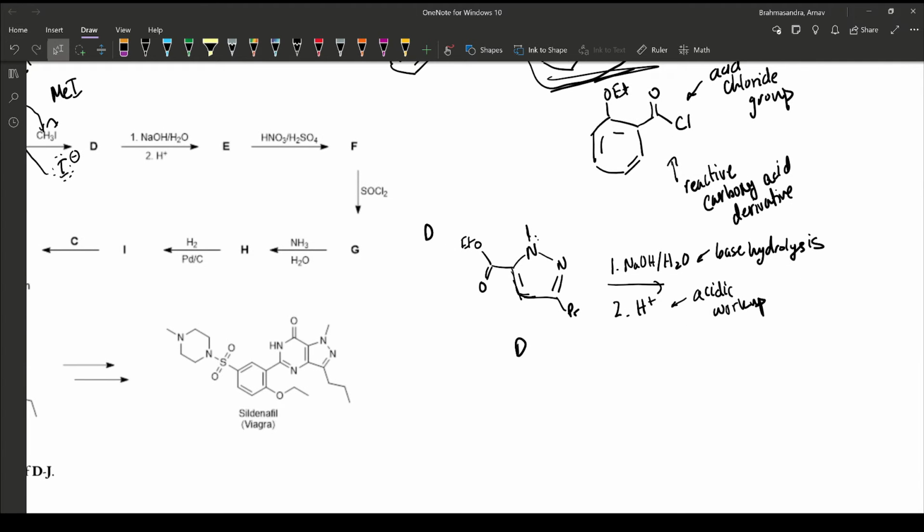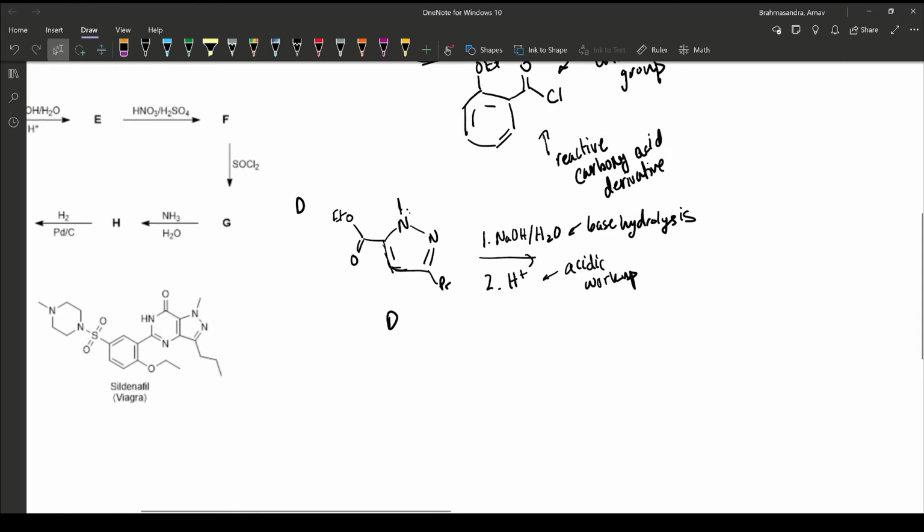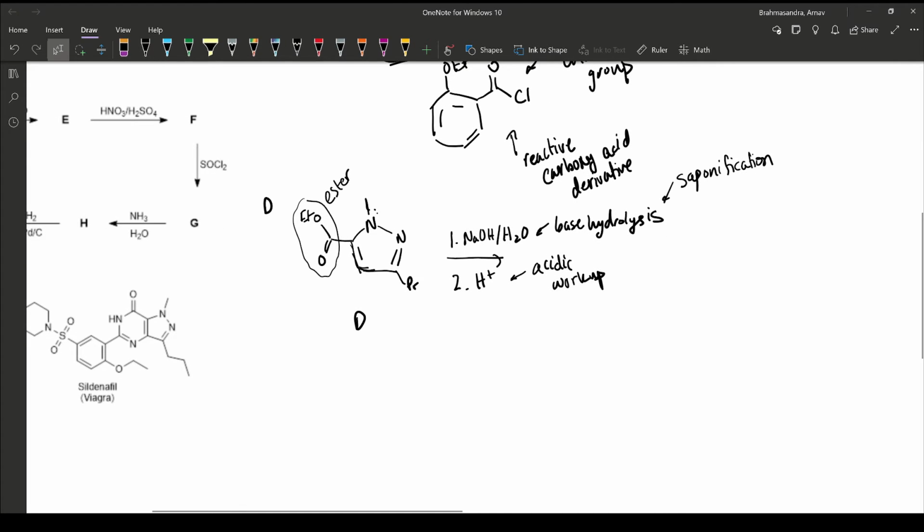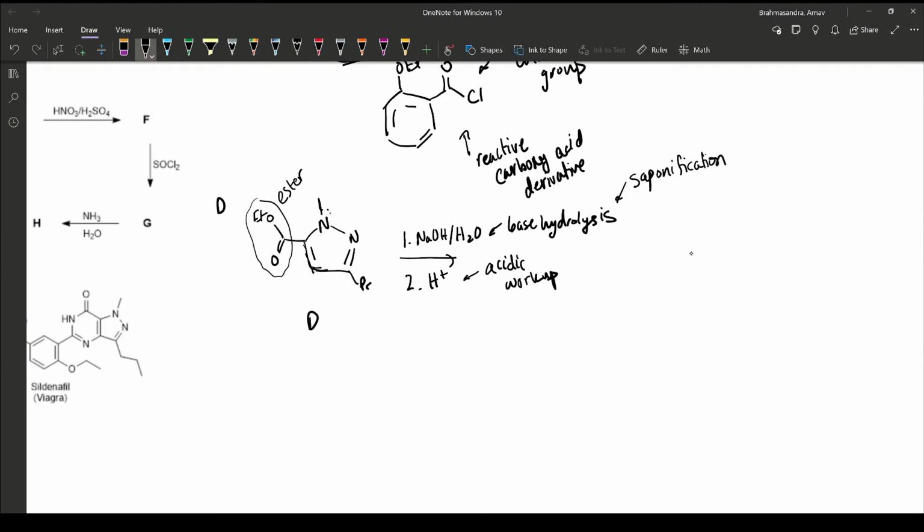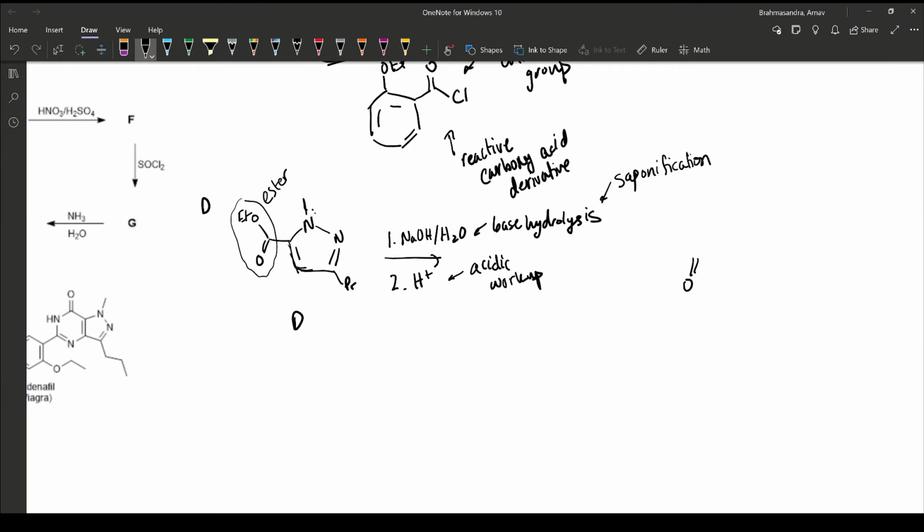So what can we hydrolyze? We should look at the functional groups in our compound, and we can see that there's an ester. We should know that when we have base hydrolysis of esters, it is called saponification. So what does that do? When we hydrolyze our ester, we get a carboxylate group. So this is what we get basically at the end of the day.